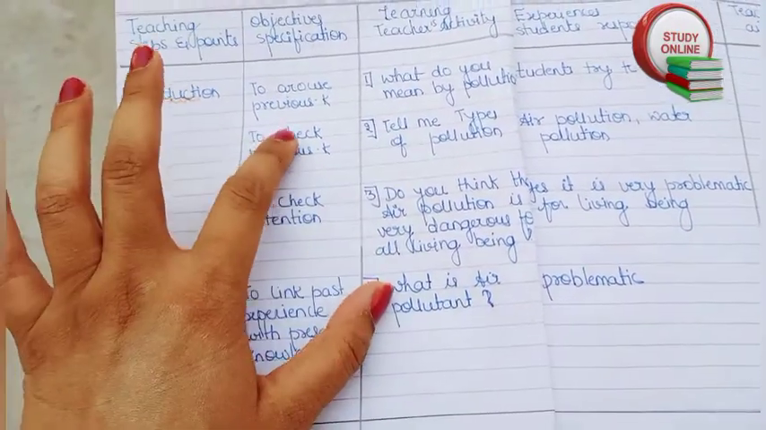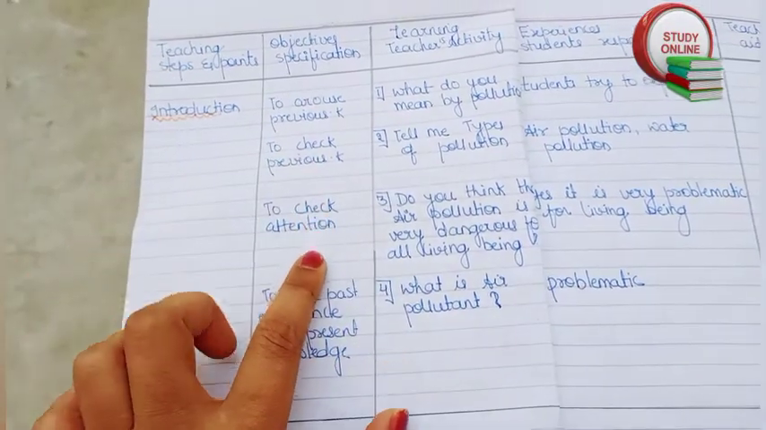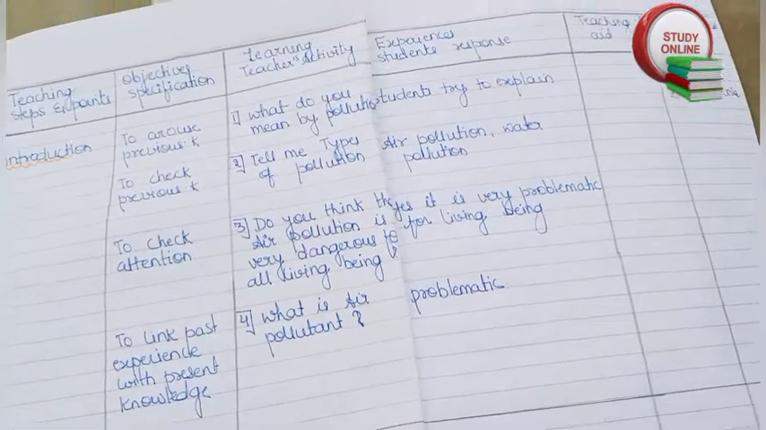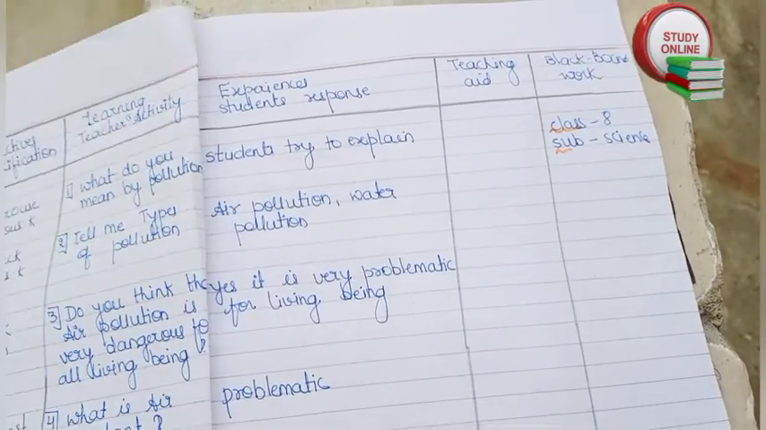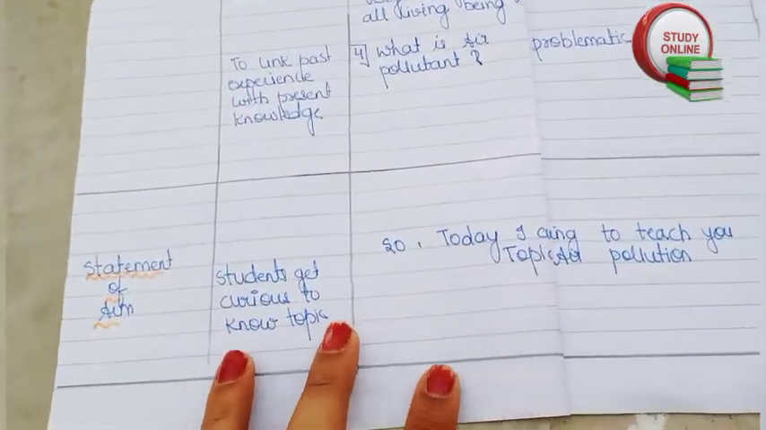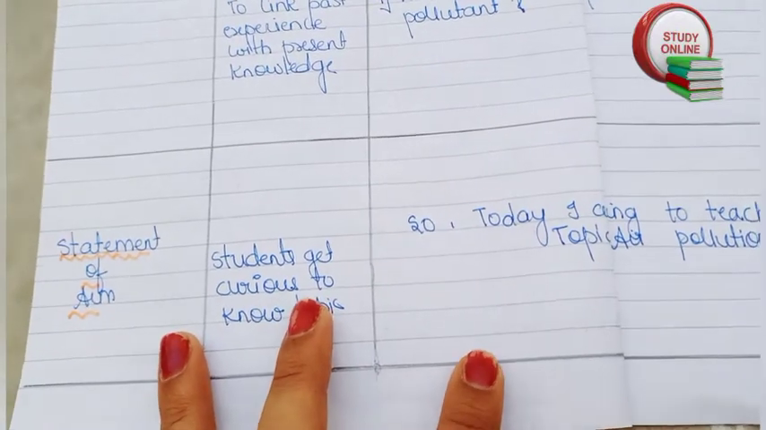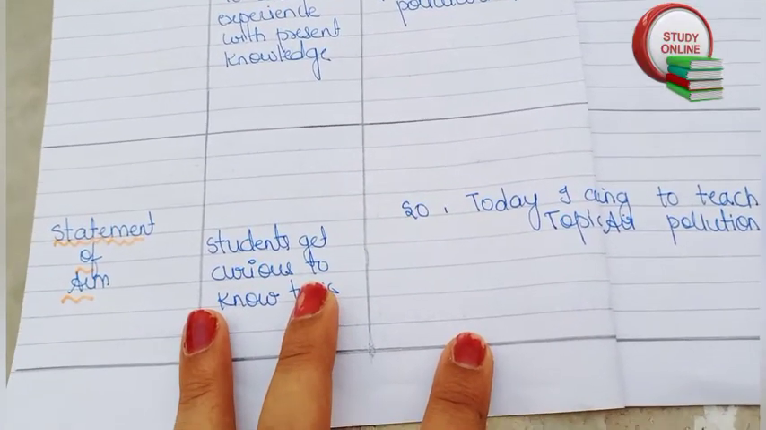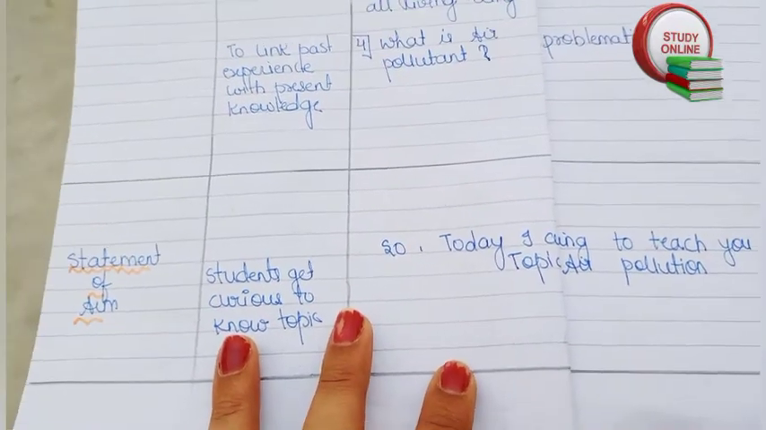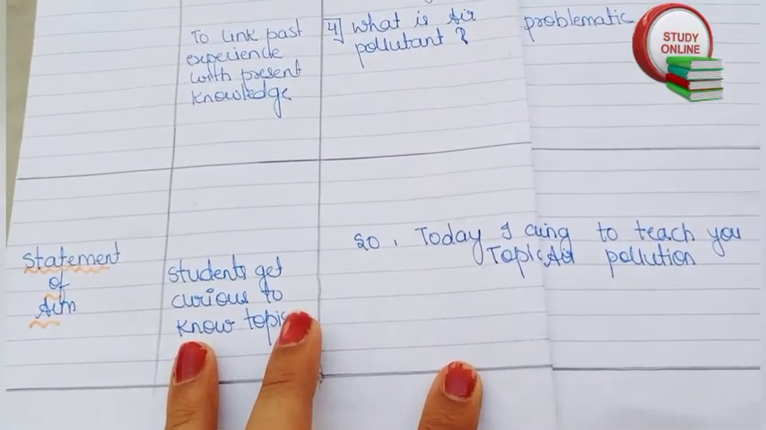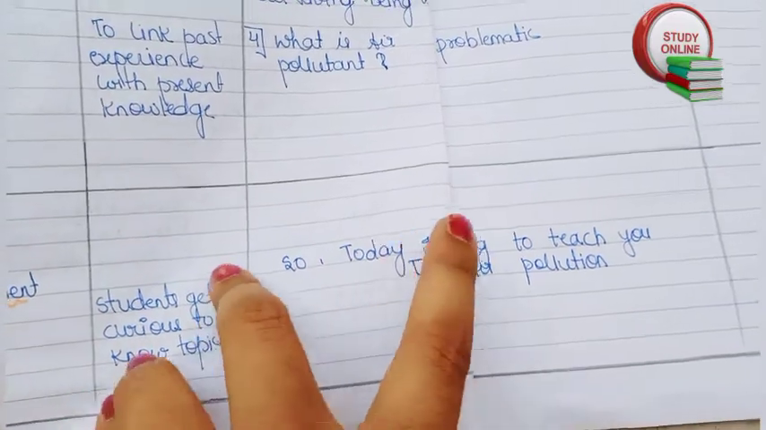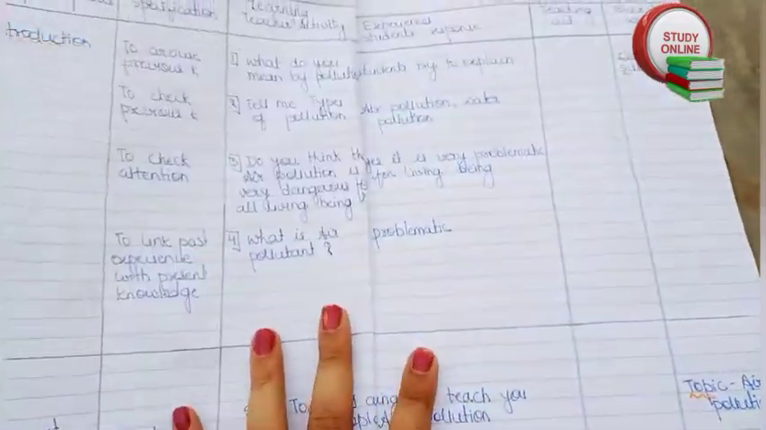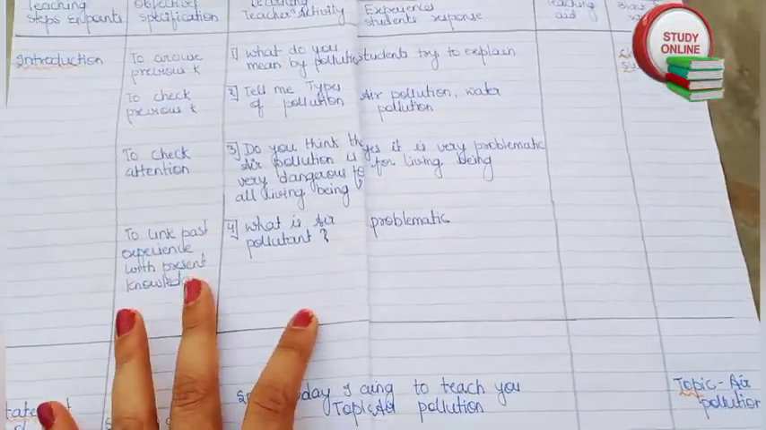Okay, now here you can see all the objectives and specifications. Here you can see class, subject. Okay, now here you can see statement of aim. So after asking questions, we have to give our statement of aim, like today I am going to teach you the topic air pollution. Here you can see the topic is air pollution, and this is the overall look of our lesson plan.